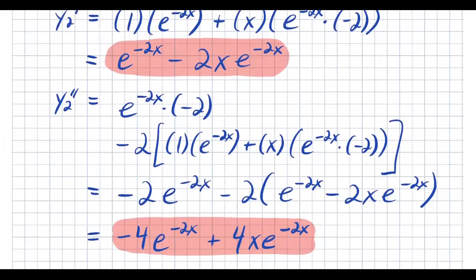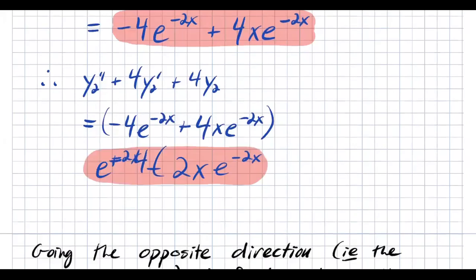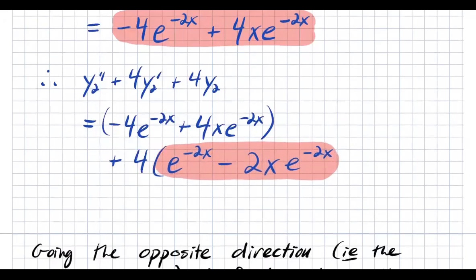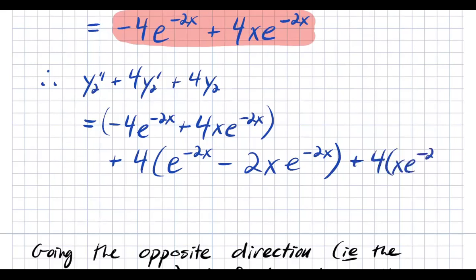And let me just copy that and paste it right in there. And I will remove that red. Okay, so that is y2'. And then we need to do plus 4 times y2, which is x times e^(-2x). That one I remembered. So that is what that is.